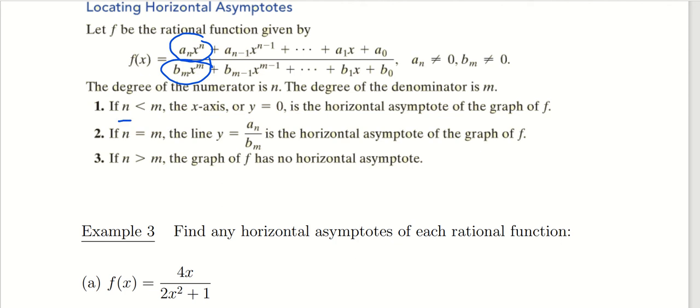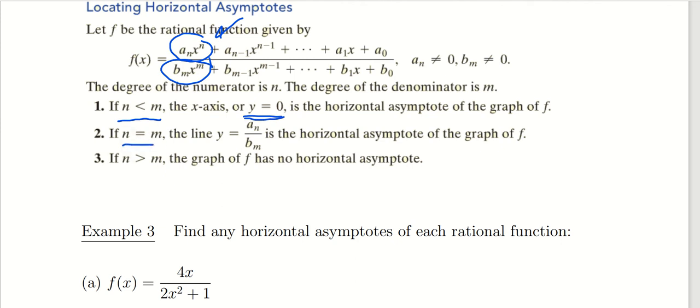For example, if n is less than m, meaning the power up top is smaller than the power in the bottom, so the largest power is in the denominator, then it will always be the case that y equals 0 is the horizontal asymptote. So if the highest power of x is in the denominator, it's always y equals 0.